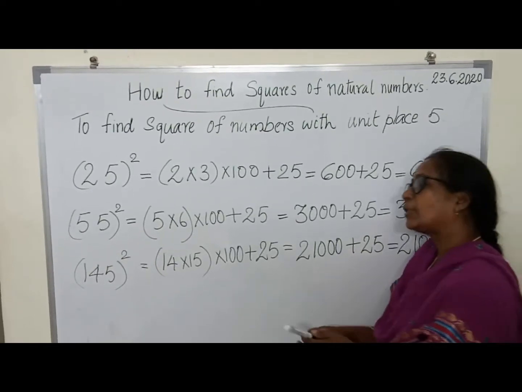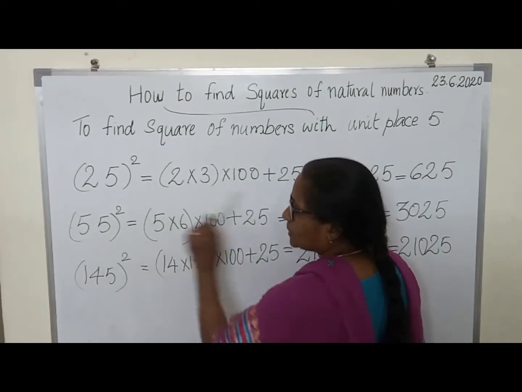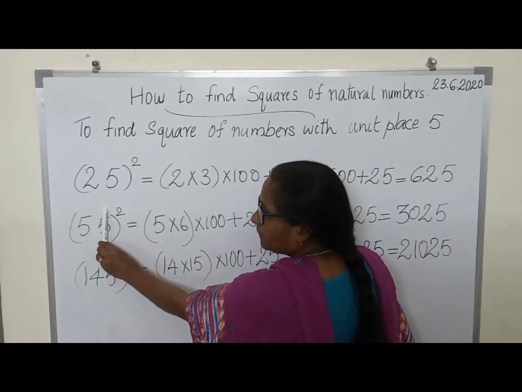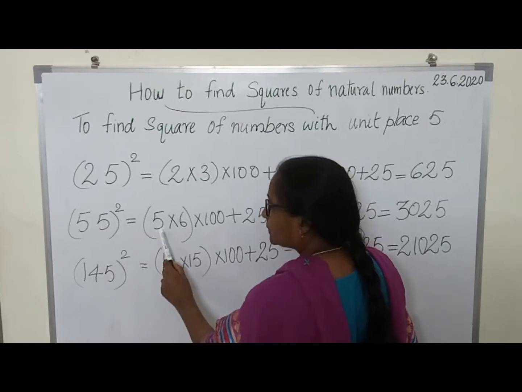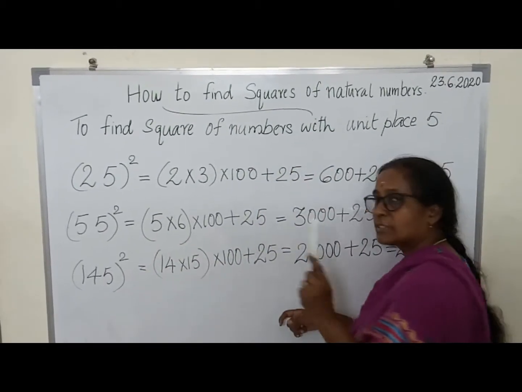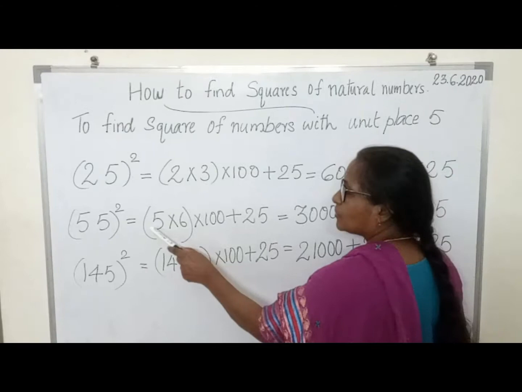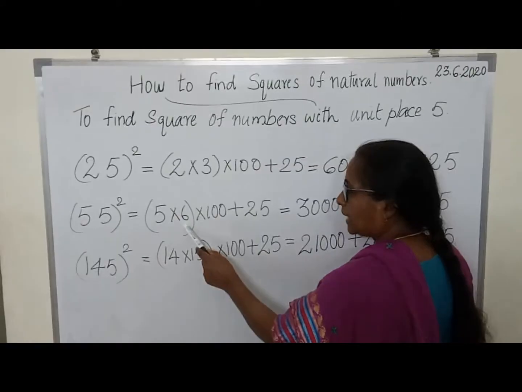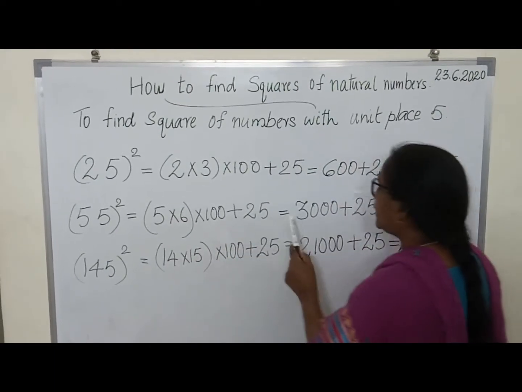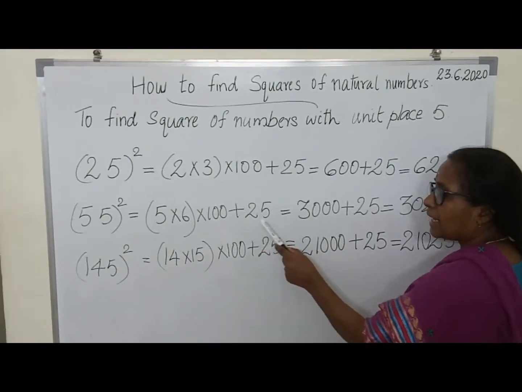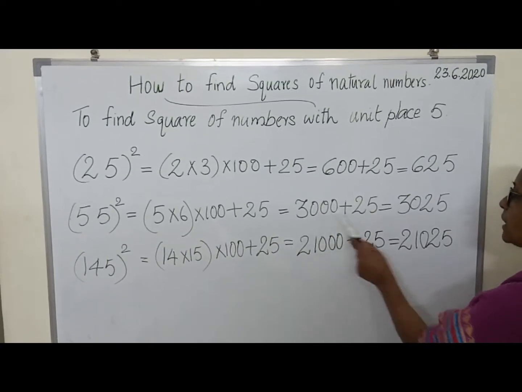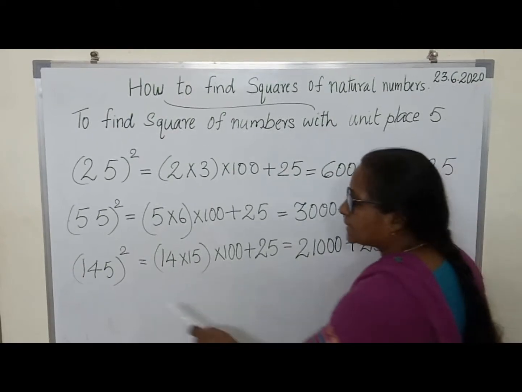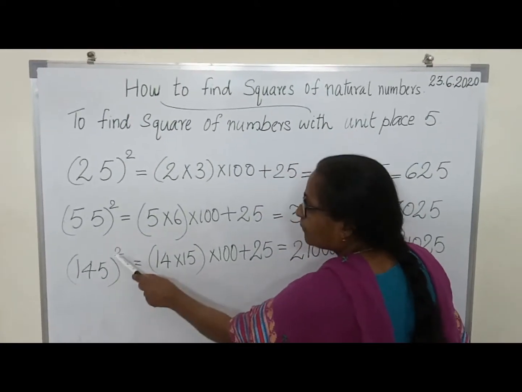Let us see one more example. 55 square. So first leave this number 5. What is remaining? 5. 5 and then 1 more than 5. What is 1 more than 5? 6. So multiply them and then multiply by 100. So 5 6s are 30. 30 multiplied by 100 is 3000 and then add 25. So 3000 plus 25 is 3025. Another example, 145 square.